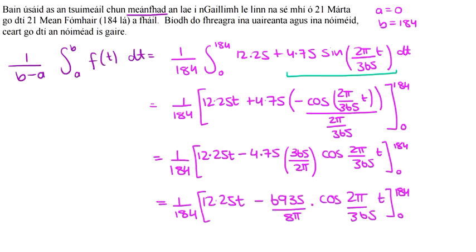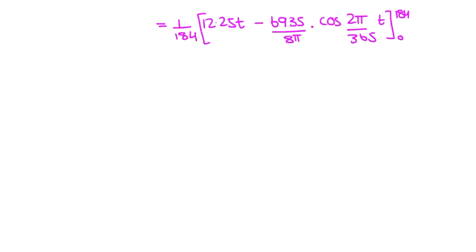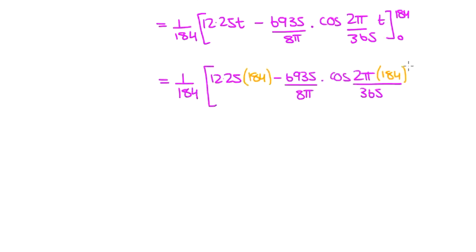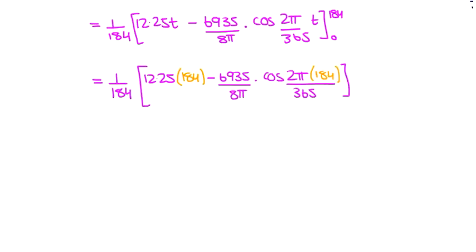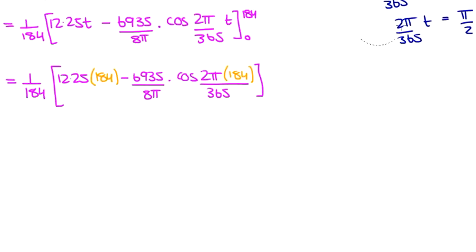So now that I've simplified, we need to fill in the values for the interval. So we substitute in 184 for t first of all, and then we subtract what we get when we substitute in 0. Again, I'm leaving 1 over 184 till the end. So I've substituted in my 184. Again, the past couple of steps that I've done could take maybe fewer steps. I just want to make sure that it's clear what I'm doing in order to simplify it. And now I'm just going to substitute in the 0.